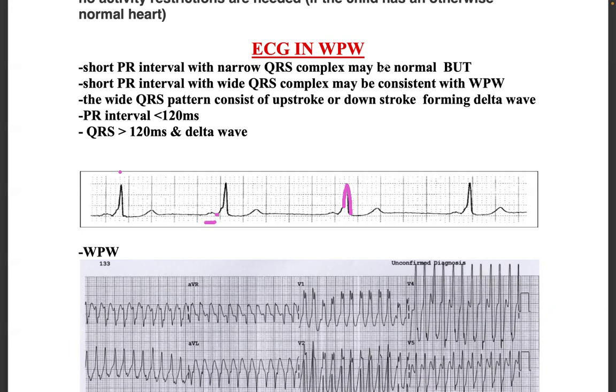A short PR interval with a narrow QRS complex may be normal, but a short PR interval with a wide QRS complex may be consistent with WPW. There will be a short PR interval and a wider QRS complex in WPW compared to normal. I think this delta wave makes the QRS complex a little broader than the normal ECG. So a short PR interval with a wide QRS complex may be consistent with WPW.